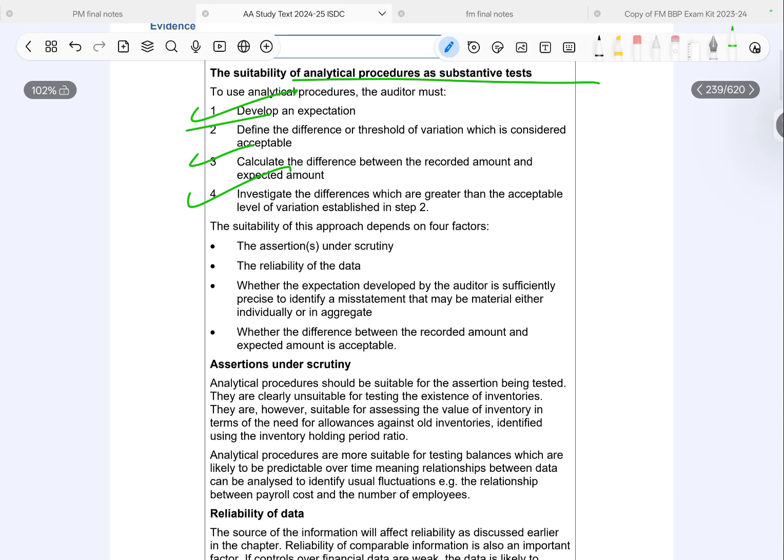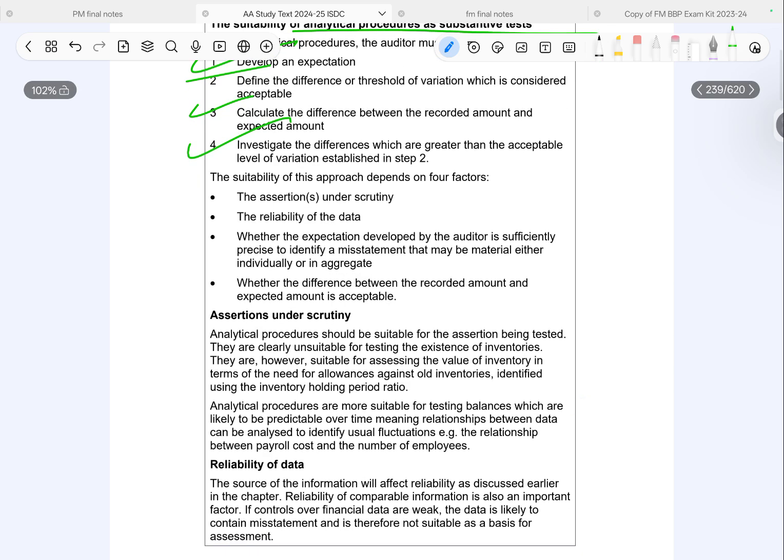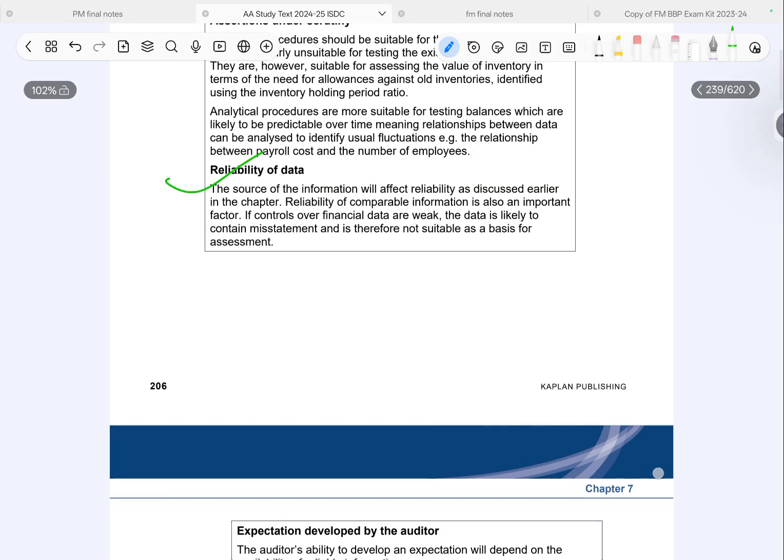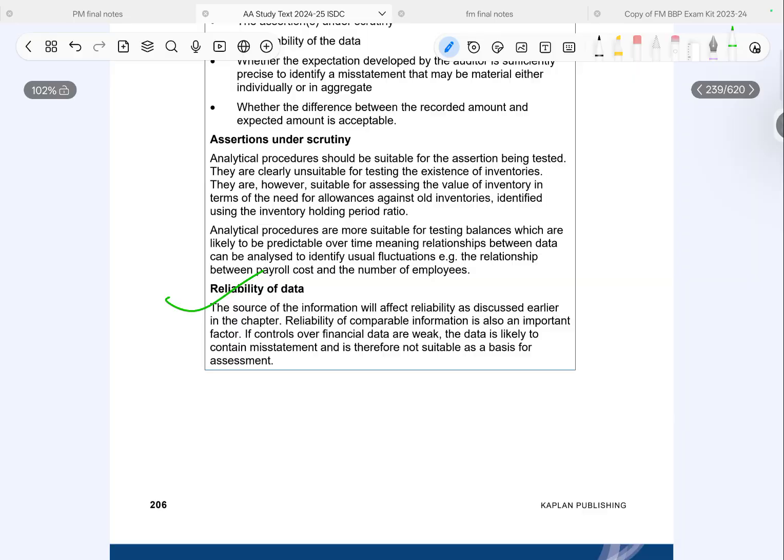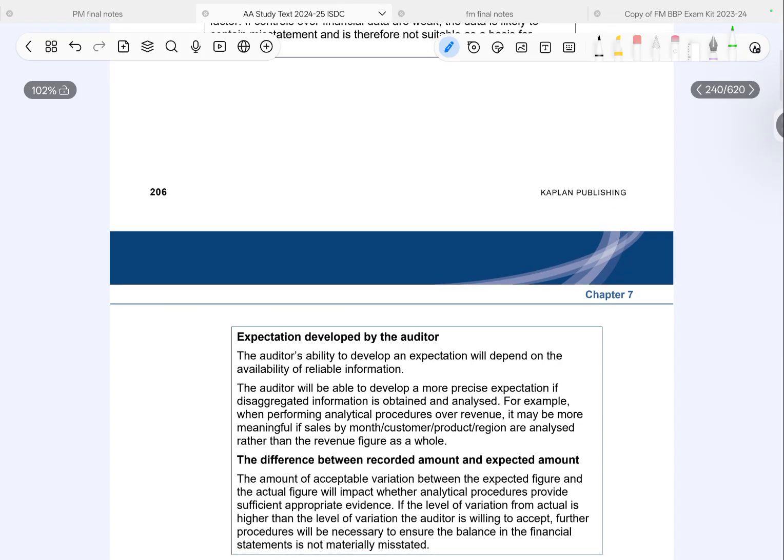First, the assertions being tested. Analytical procedures are not good for checking existence. Like you can't prove inventory exists just using ratios, but they are useful for valuation, like identifying slow moving or obsolete inventory. Second, predictability. They work best when numbers follow a pattern, like payroll, cost, and number of employees. Third, reliability of data. If either the data itself is weak or controls are poor, then analysis is basically built on shaky ground. And lastly, the precision of expectation. If your expectation isn't accurate enough, you might miss a material misstatement.